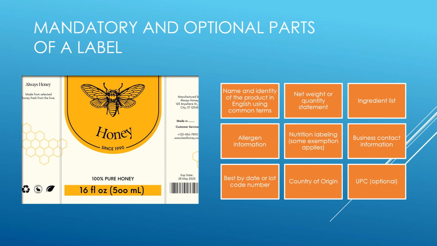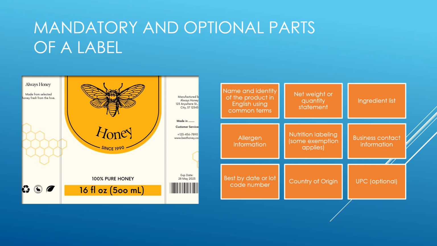The next section of a label needs to be the net weight, also called the quantity statement. And it has a specific format. If your product is liquid, it will have one format. If your product is solid, it will have a different format. So make sure you know which format to use.